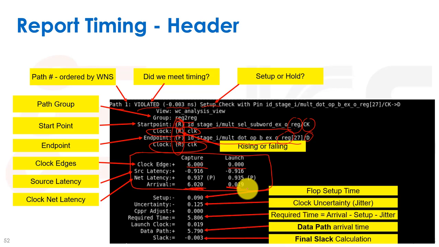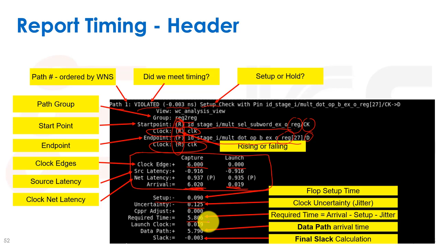Then we'll look at the different points of the design. So setup is the flip-flop setup time, and that's going to be 90 picoseconds here. It's going to have uncertainty that we defined with set clock uncertainty to define the jitter of the design. CPPR we will discuss briefly later on, and the required time is actually the arrival time minus the setup minus the jitter. So our required arrival time, kind of like our RAT at the endpoint, is 5.806 nanoseconds.